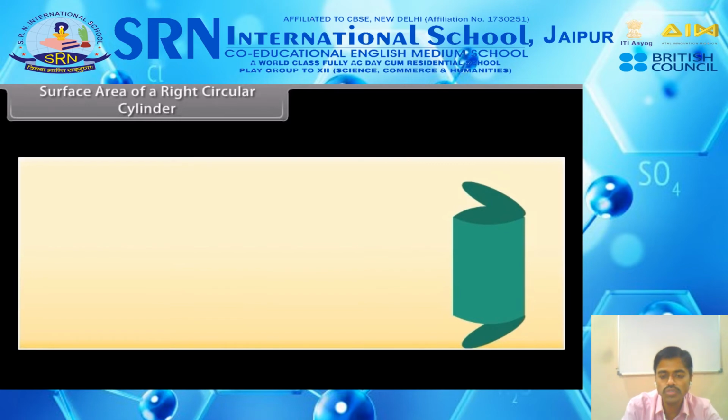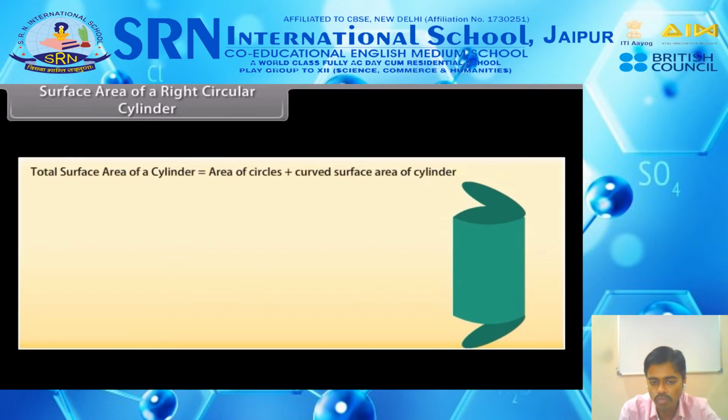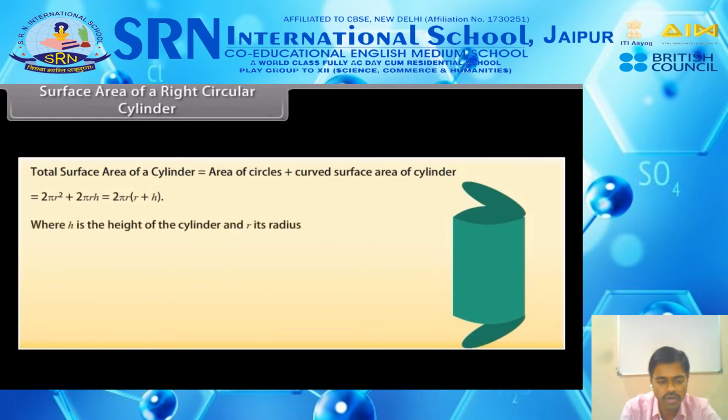Now there are two circles as the top and bottom of the cylindrical configuration. The total surface area of a cylinder will be given as area of the circles plus curved surface area of the cylinder. Now we'll put the values: 2 pi r square plus 2 pi r h. We can write this formula as 2 pi r (r plus h), where h is the height of the cylinder and r is its radius. So this is how the total surface area of a cylinder can be calculated.